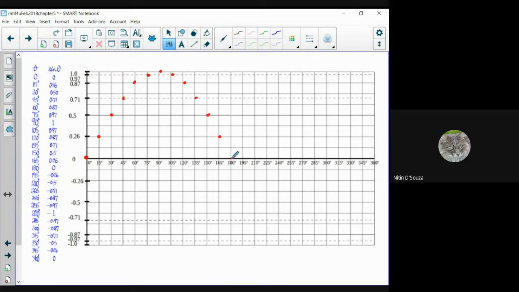So I've got this one. So 15 degrees will go down. 0.26, 0.5, 0.71, 0.87, 0.97, and -1 at 270.